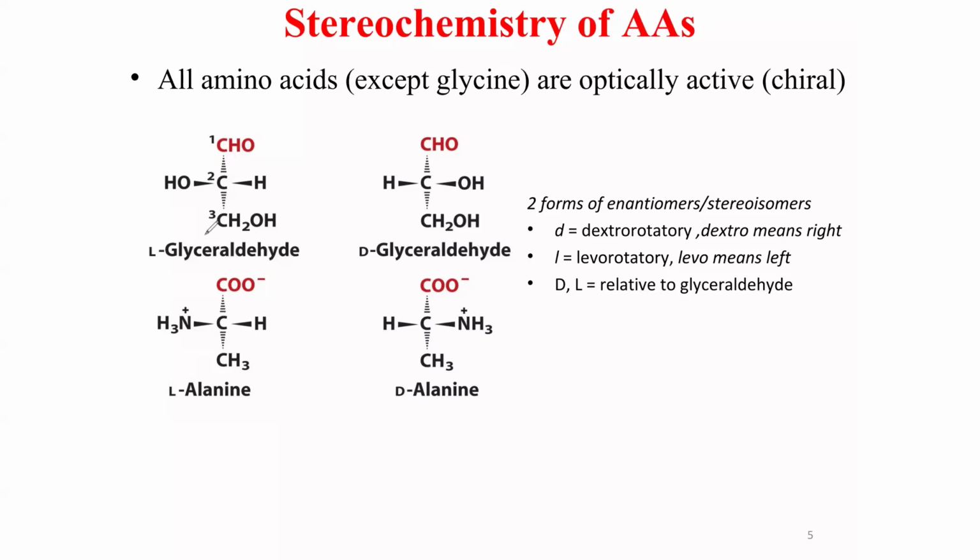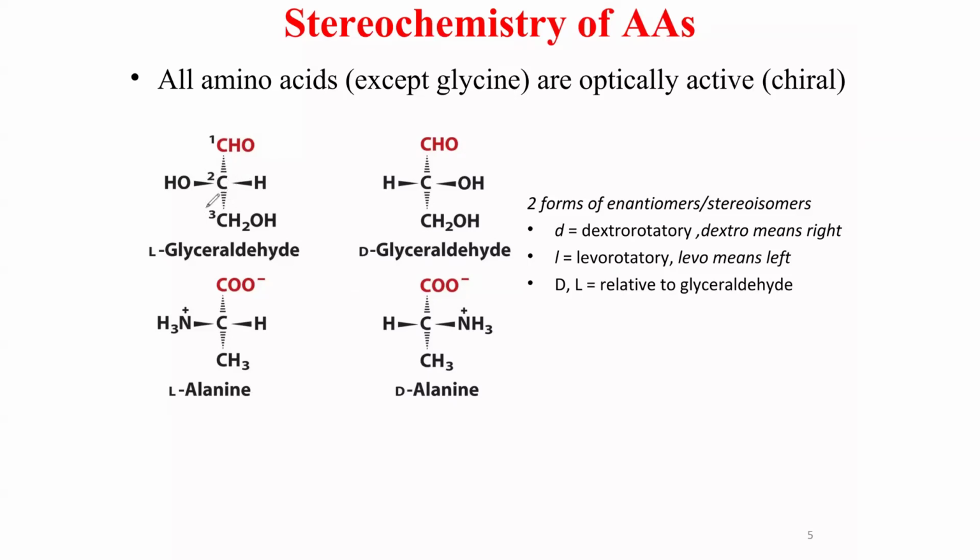Let's just look at L and D, the two forms of enantiomers or stereoisomers. You see, this is L-glyceraldehyde, and this is D-glyceraldehyde. And what is the difference between these two? Okay, if we look at L-glyceraldehyde and D-glyceraldehyde, you'll observe that this is the carbon. Look at carbon 2 here.